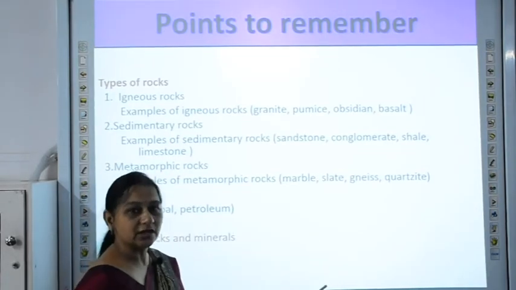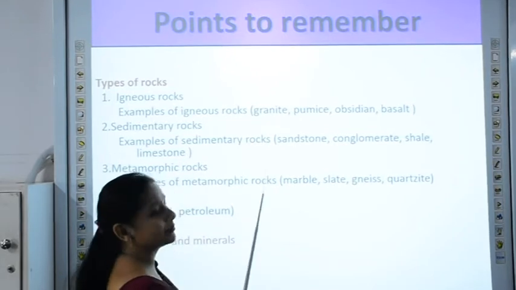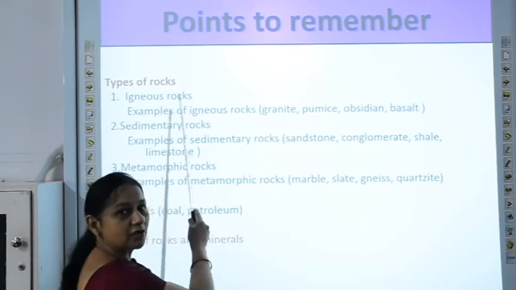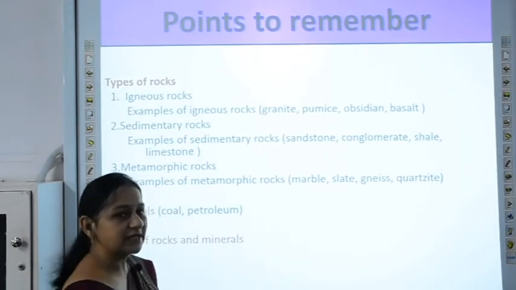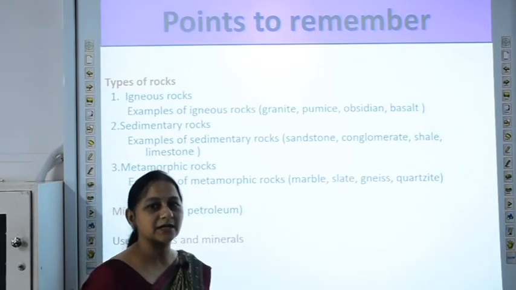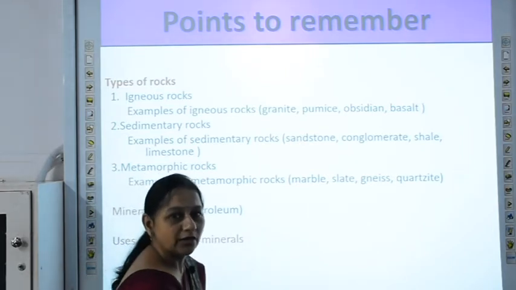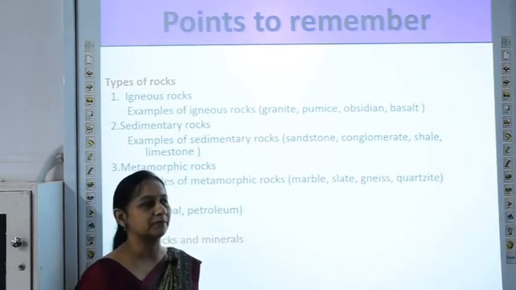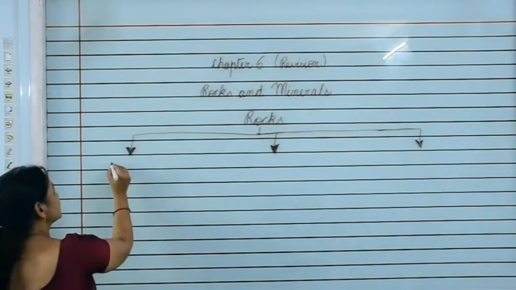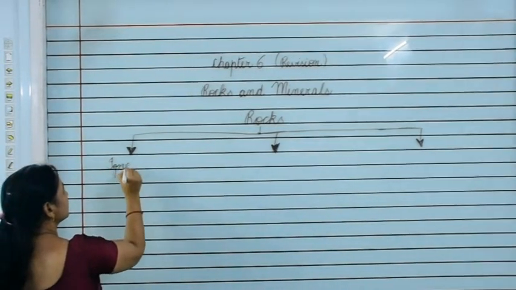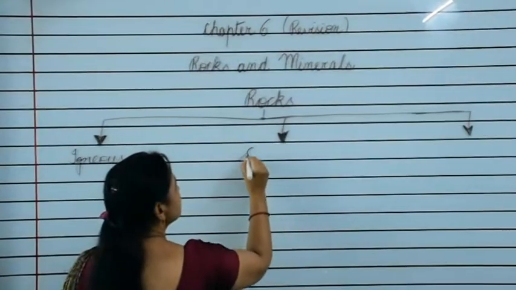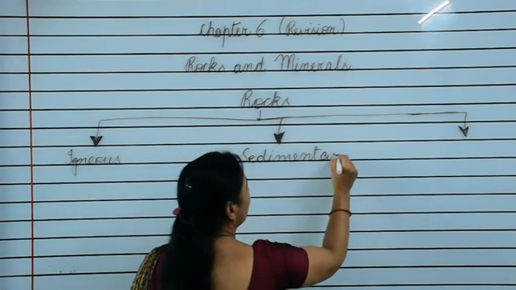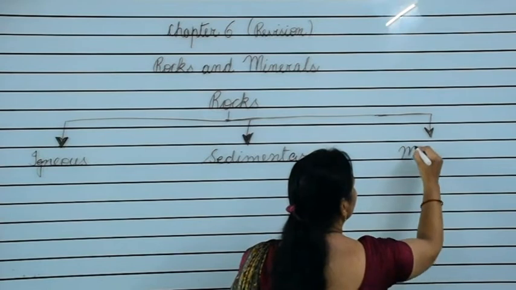Before starting the revision, we are going to do some points to remember, which are important points of this chapter. The first point is types of rocks. In this we have 3 types of rocks, that is igneous, metamorphic and sedimentary. We are going to do it on the board and I am going to explain the examples of each one of them. The 3 types of rocks are igneous, sedimentary and metamorphic.